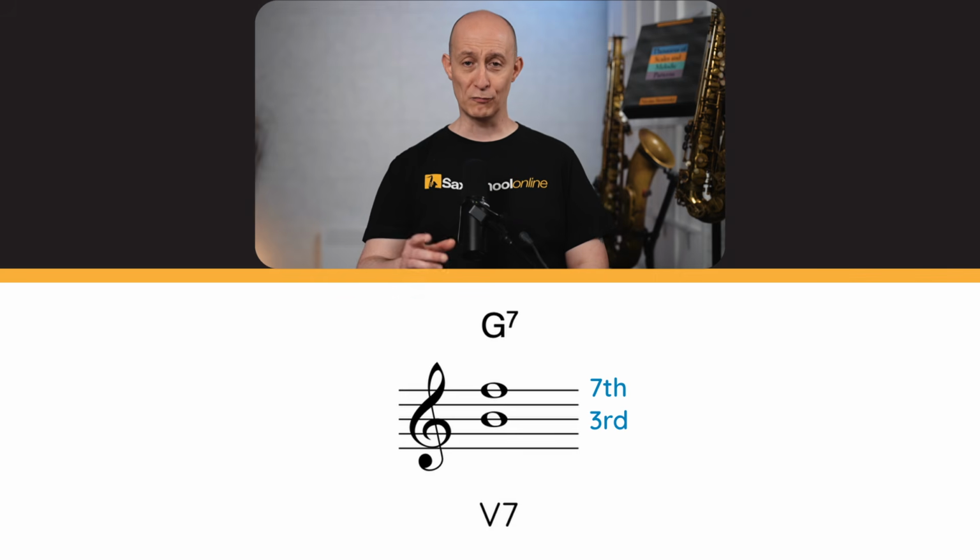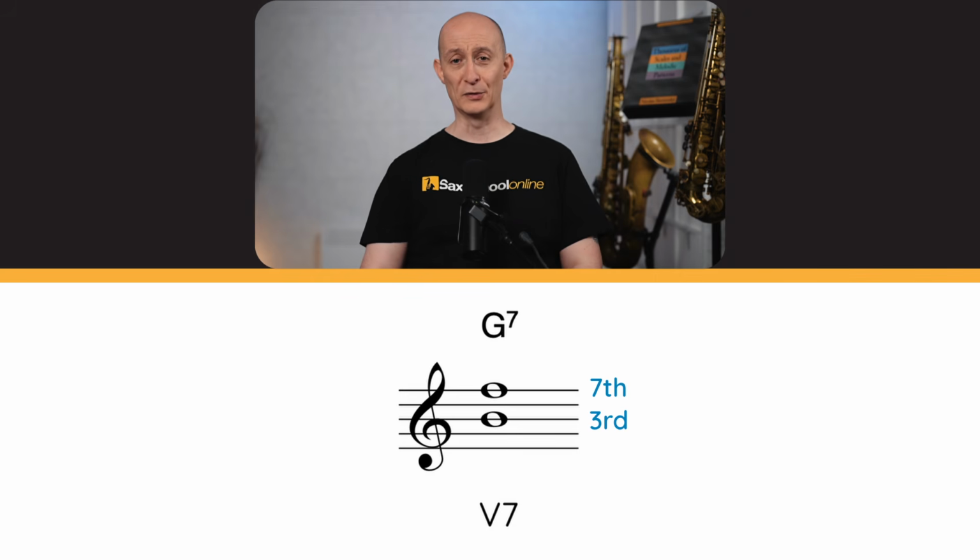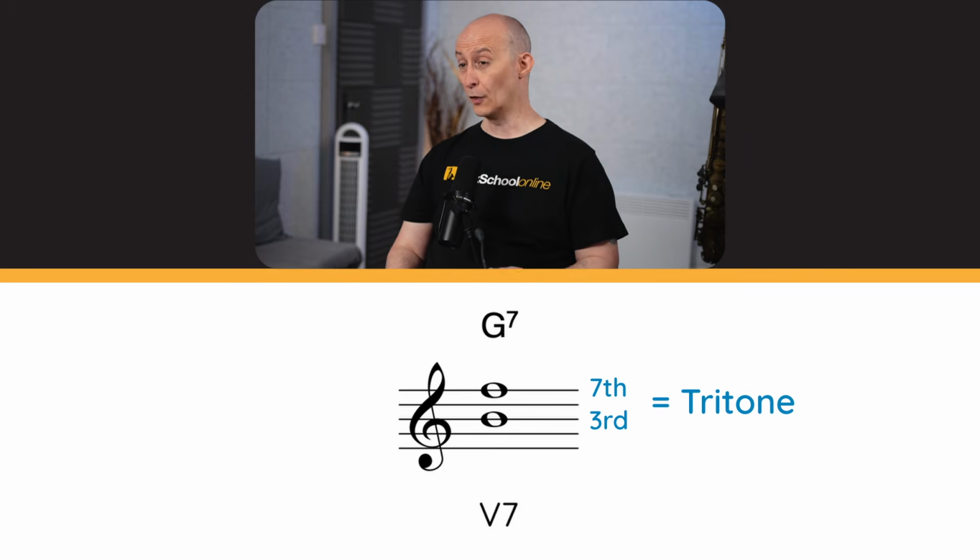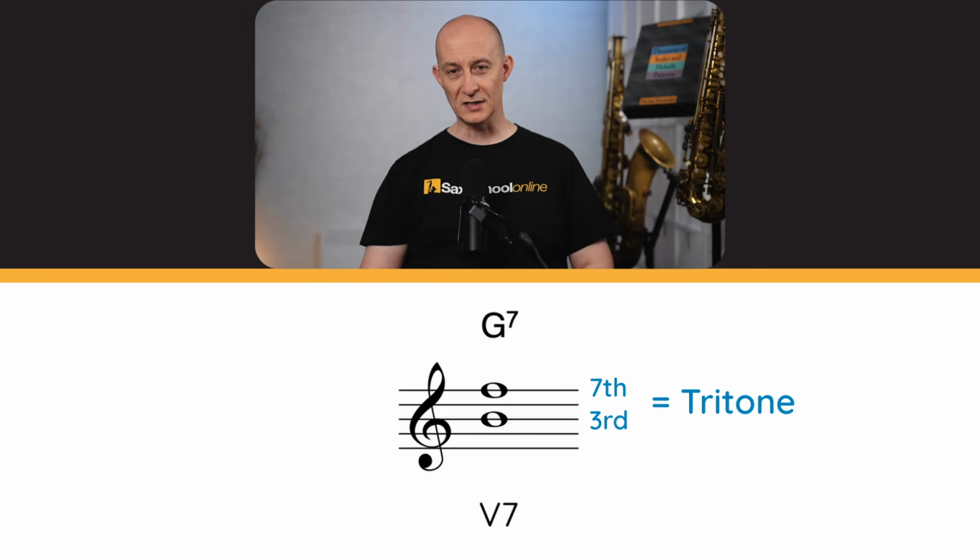Now, what's really interesting about the interval between the 3rd and the 7th on a dominant chord is it forms a tritone itself. So on G7, the 3rd is B, and the flat 7 is the note F. B to F is already a tritone. So that's quite an interesting coincidence in the first place.